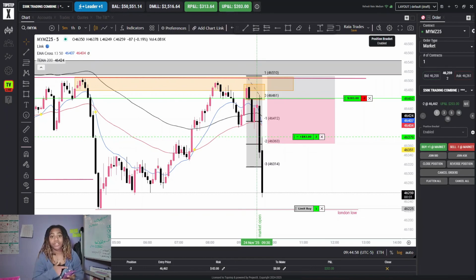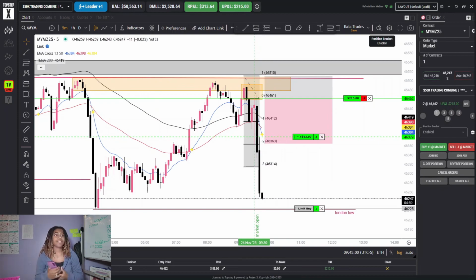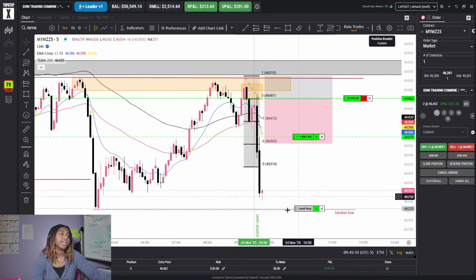So my fiance trades too, and he got in on this trade too, guys. So great day for both of us. Let's go, let's go. Come on, bro. Go get it. You're right there.